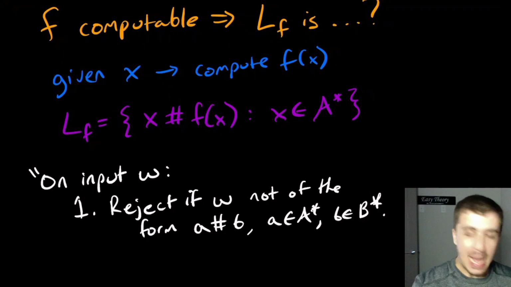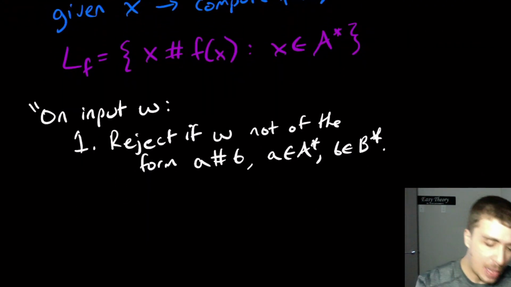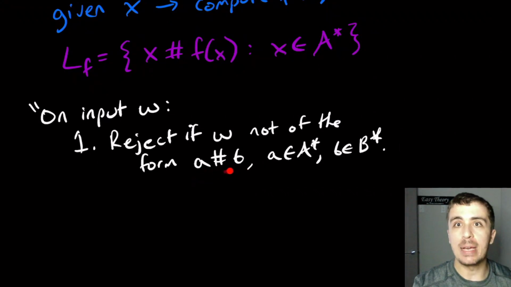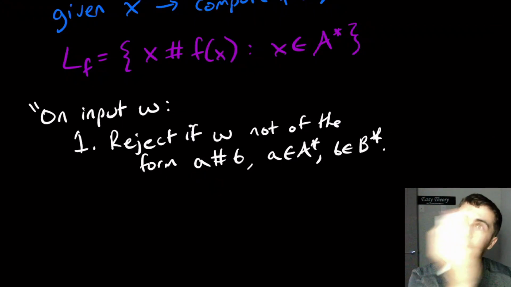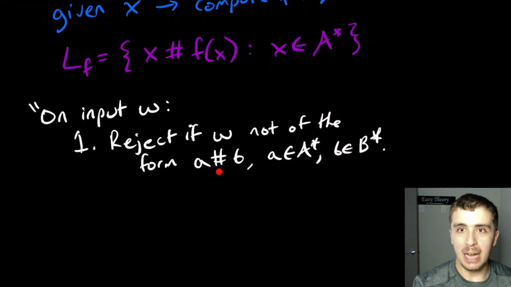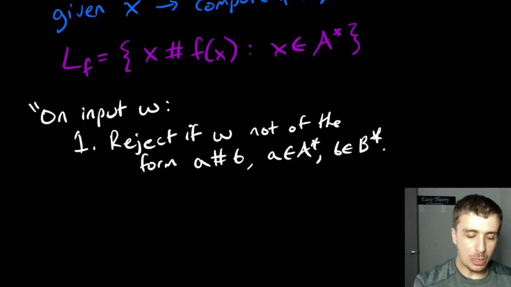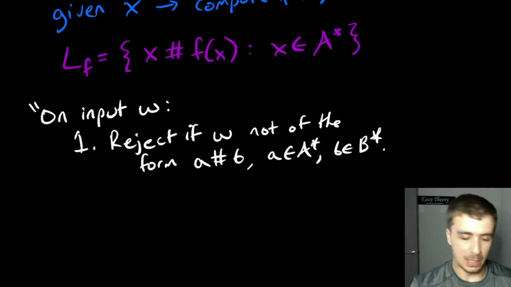But after this point, we know we must have a string of this form. And clearly this is something that we can check, because these are finite alphabets. I can just figure out whether this thing is in A star by looking at each of the characters and comparing against the alphabet. The pound sign is pretty obvious to check, and then B is the same thing. It's just checking whether all the characters are in that alphabet. In fact, you can even make a regex for it, but that's beside the point.